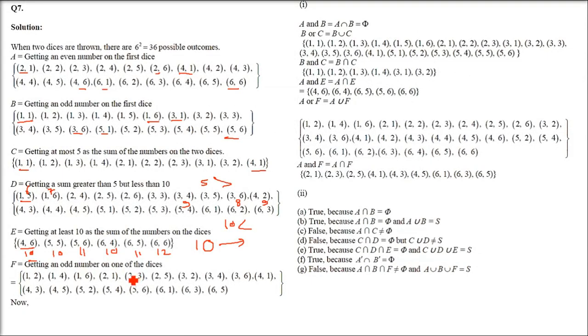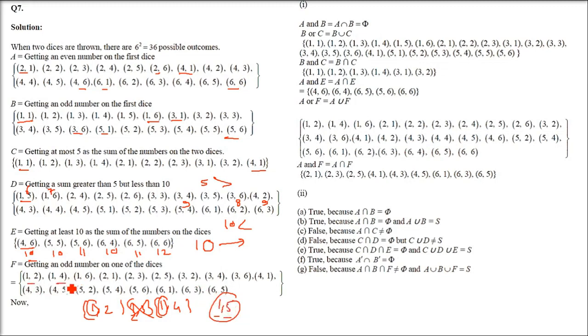So F basically says one even, one odd. So we have 1, 2. 1 is odd, 2 is even. 1, 4, 1 is odd, 4 is even. 1, 3 we cannot take because both are odd. We cannot take 2, 2, both are even. One has to be even, one has to be odd. Okay, let us come here.